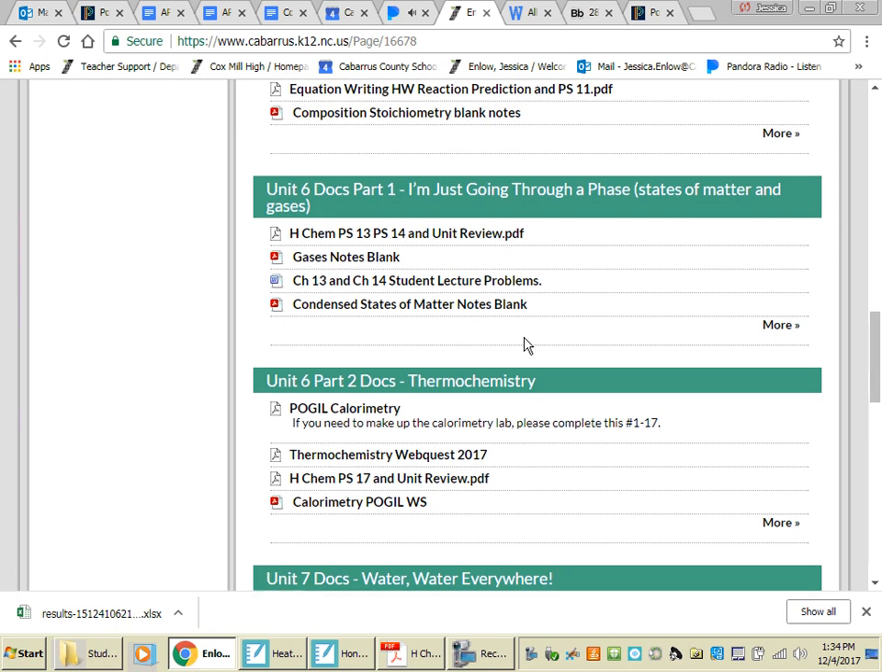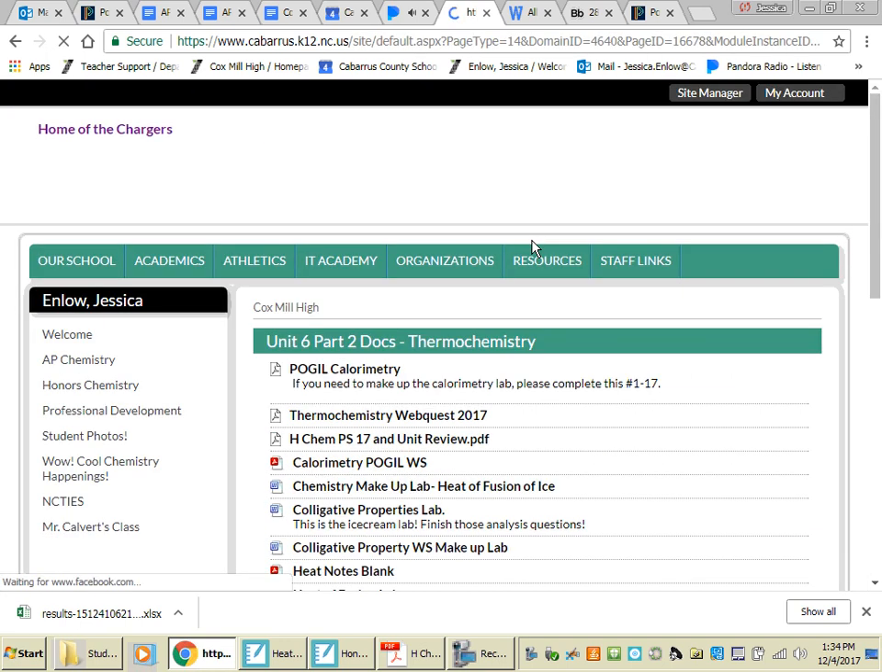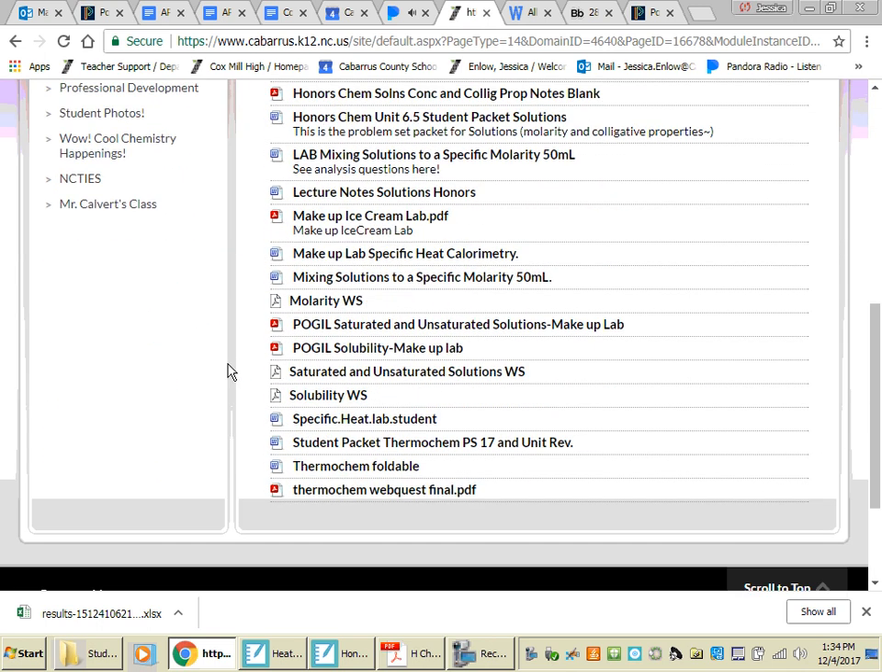Alright, everybody go to Unit 6 Docs Part Dos. Unit 6 Docs Part 2 for my non-Spanish speaking students. And everybody go here to Molarity Worksheet. Molarity Worksheet. Okay, guys. Alright, so.